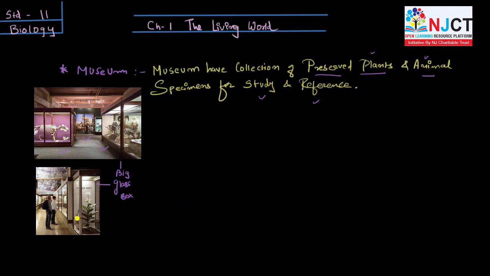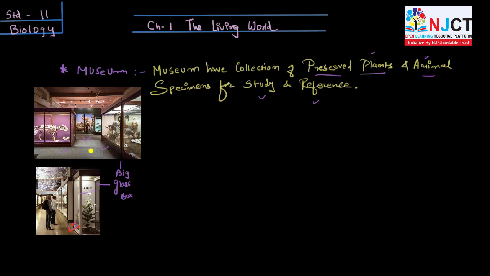Of course, if the plant is not this big, see, this is a tobacco plant, they put it in a glass box. If the plant is not this large, then they put it into a small glass box. That is a very obvious thing: they put them according to their size.